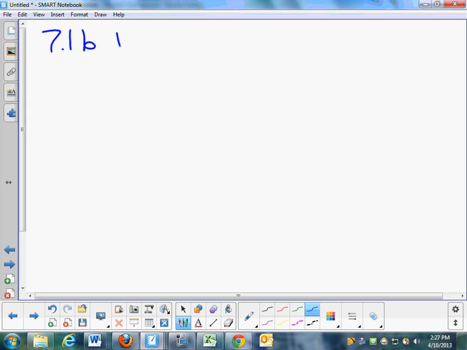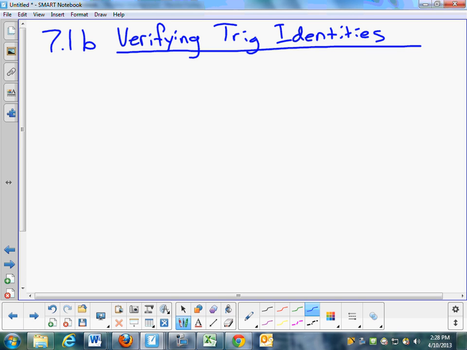7.1b. Verifying... Whoop. It's an R. Oh boy. Verifying trig identities. I don't have a sheet of notes for you guys for this, sorry. And so what we want to do is a verification process, which happens by kind of proving or showing.